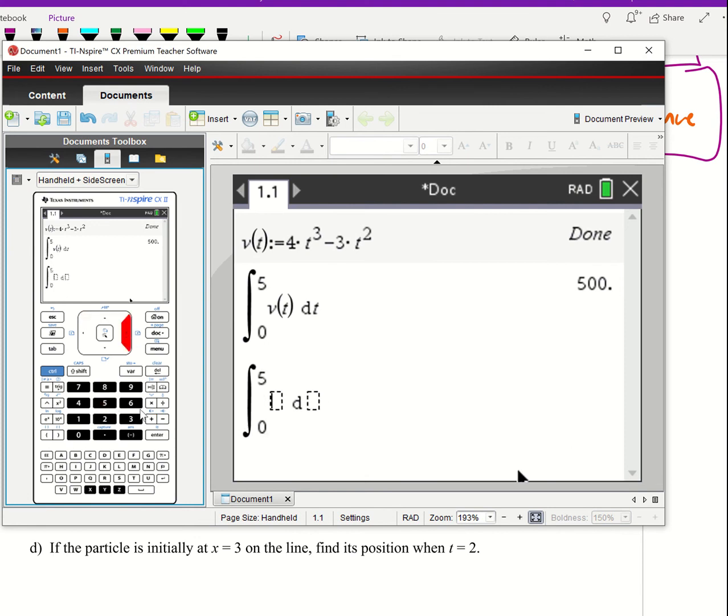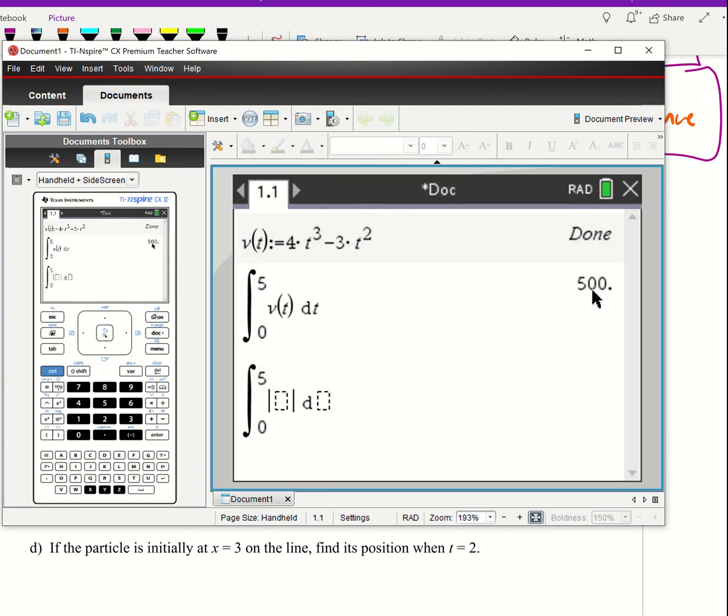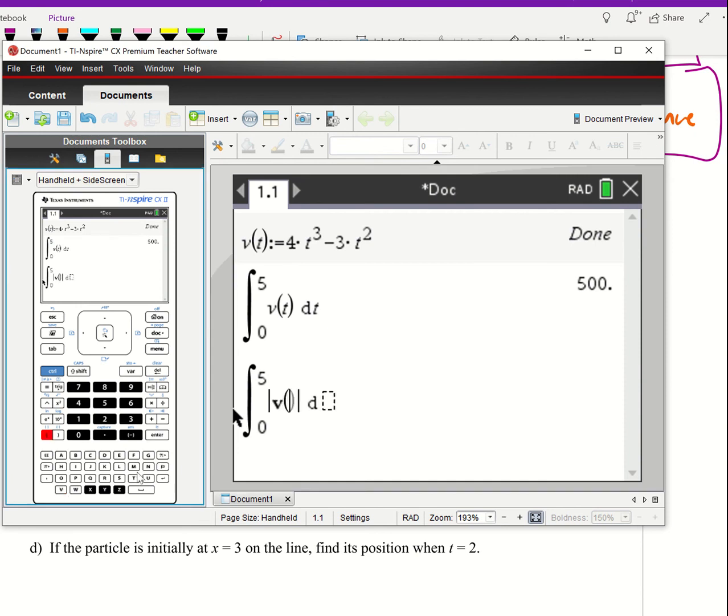And if you want to do absolute value, go to the menu that's to the right of 9. You're going to see an option for absolute value that you can just pick. And then again, I'm just going to type v of t, because I've already got it stored dt.